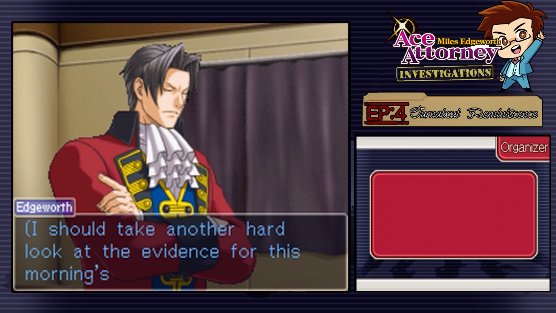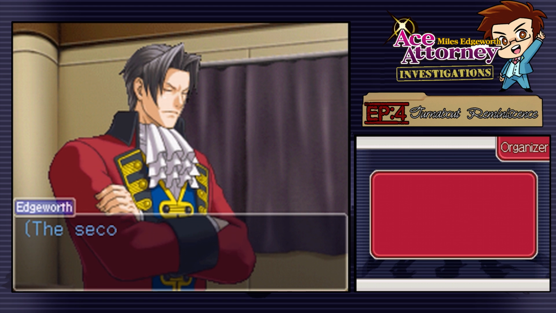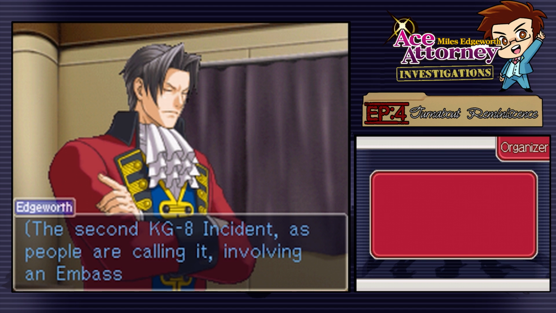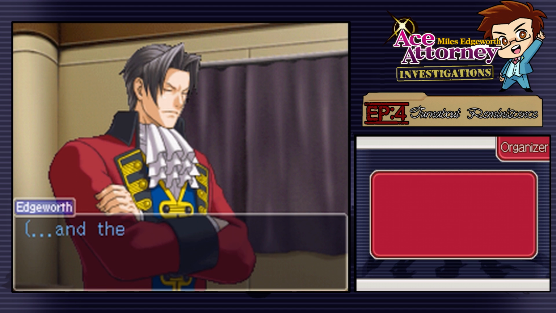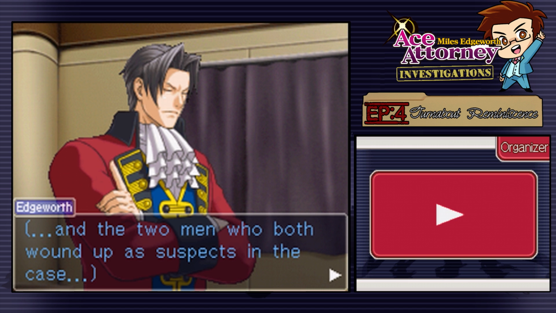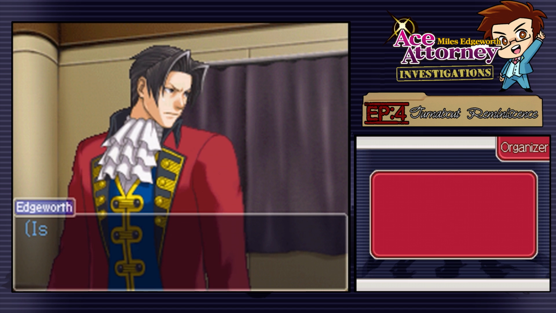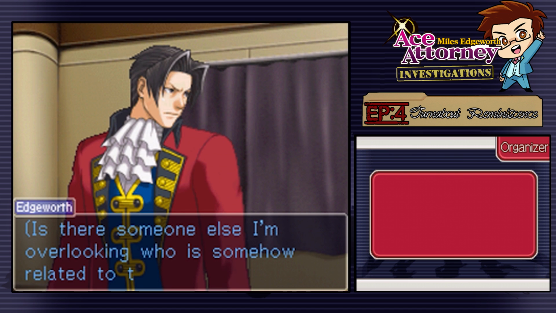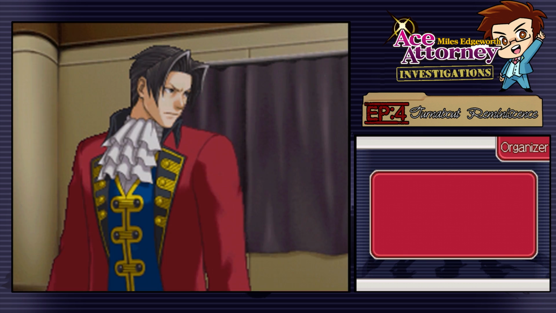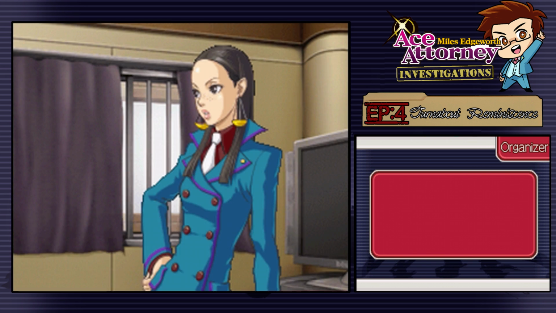I should take another hard look at the evidence for this morning's case. The second KG-8 incident, as people are calling it, involving an embassy staff member. And the two men who both wound up as suspects in the case. Is there someone else I'm overlooking who is somehow related to them? Well, the guy they told us about, what's his name?